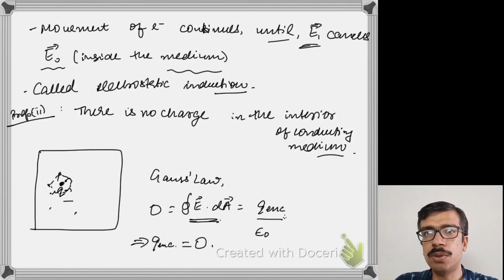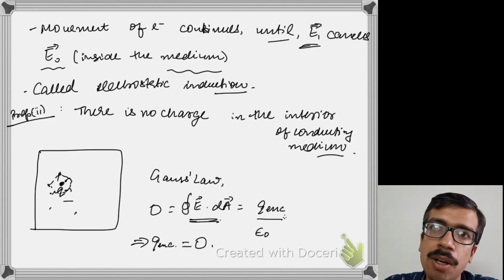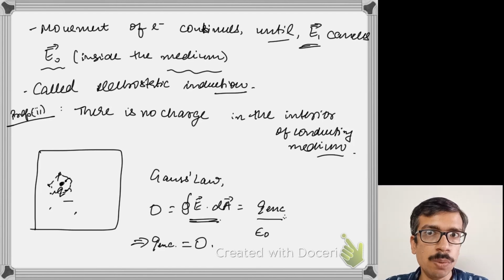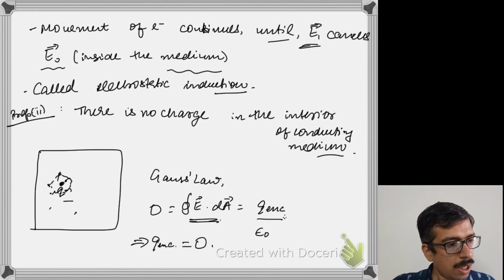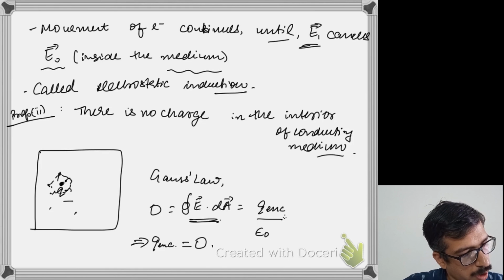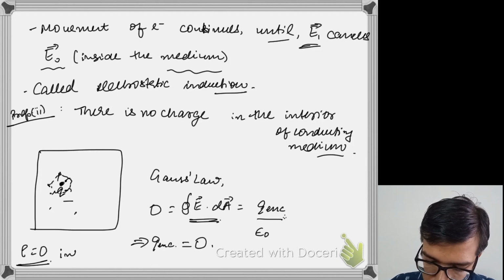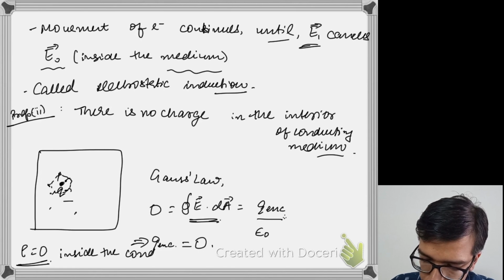Because if there is charge, there is going to be some sort of electric field. You can think about that. If there is some charge, then the integral of E dot dA must be non-zero. But the integral of E dot dA is 0, so therefore Q enclosed must be 0. In other words, rho, the charge density, equals 0 inside the conducting medium. This argument is not applicable to the surface, in the sense that on the surface you can still have some charges, but in the inner material there cannot be any charge.